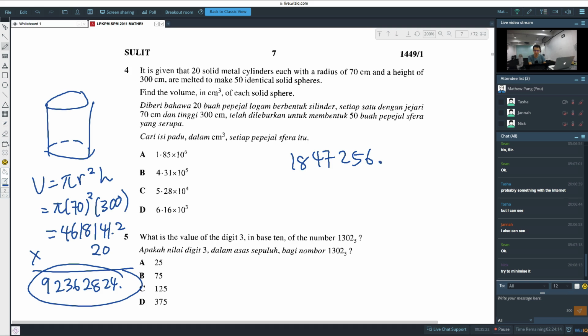Alright, so what I want to do over here is round off to make it in standard form. So the decimal is over here. Now I move to the left hand side. The power is positive. 1, 2, 3, 4, 5, 6. So it will be 1.85 multiply 10 power of 6. So the answer will be A.